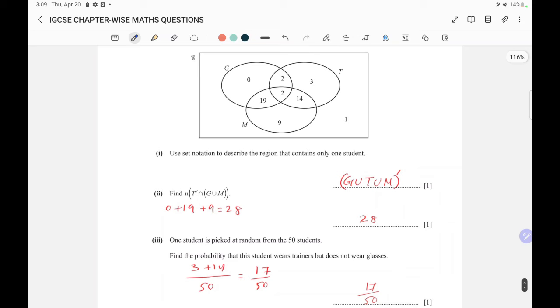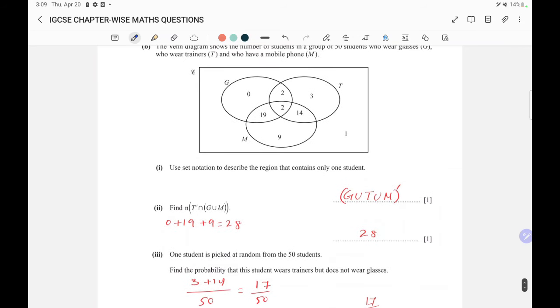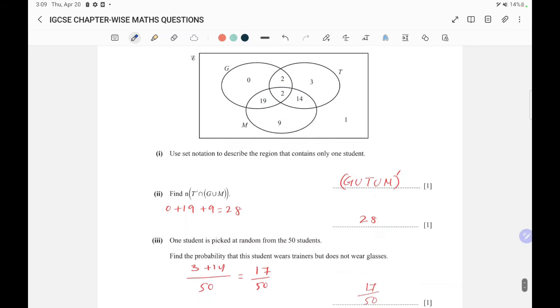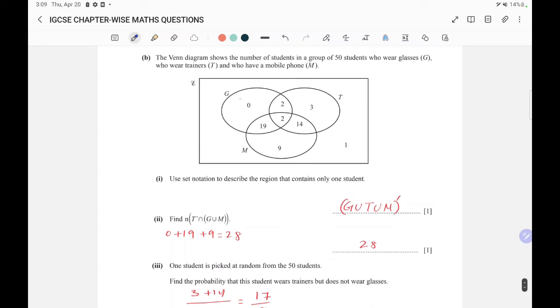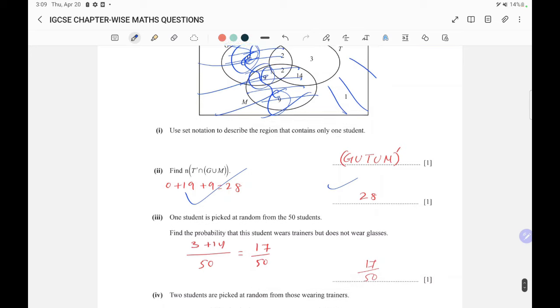This is a Venn diagram question where it is telling us to describe the notation by one student. Okay, here. So this is a union, right? And outside. So G union T union M complement, because I need to find outside one. Next, G union M. This is G union M. Okay. And T complement, outside of T. So only this part, right? So I think 0, 19 and 9, which is 28.